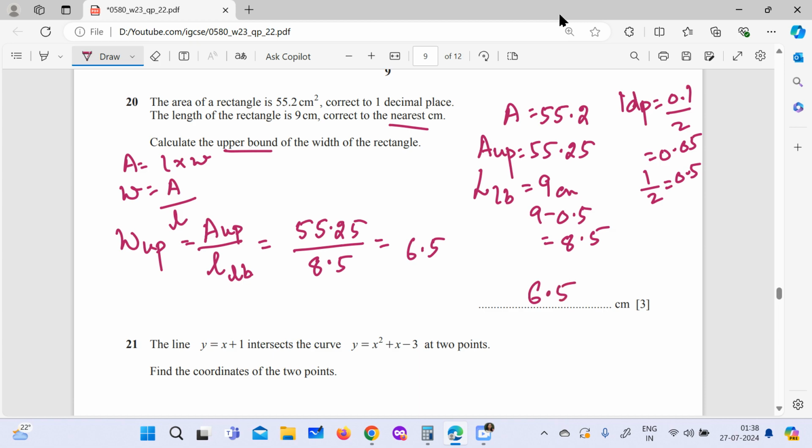So it is very important to understand this, how to write the upper bound and lower bound correct to one decimal place or nearest centimeter, and then you have to remember this. When you have to find the width in upper bound, your numerator will be the upper bound and the denominator will be the lower bound, so don't get confused in that.